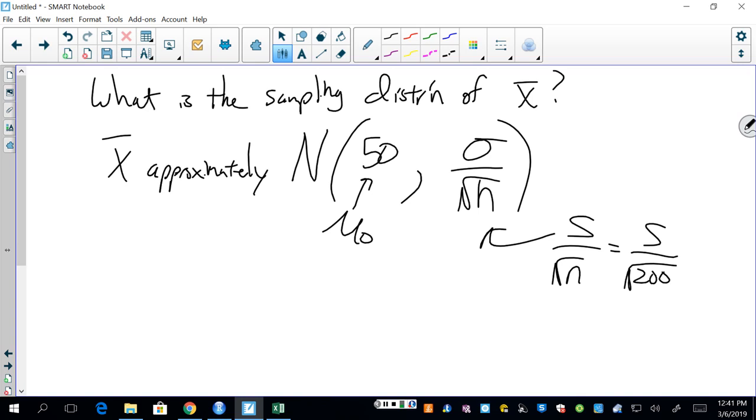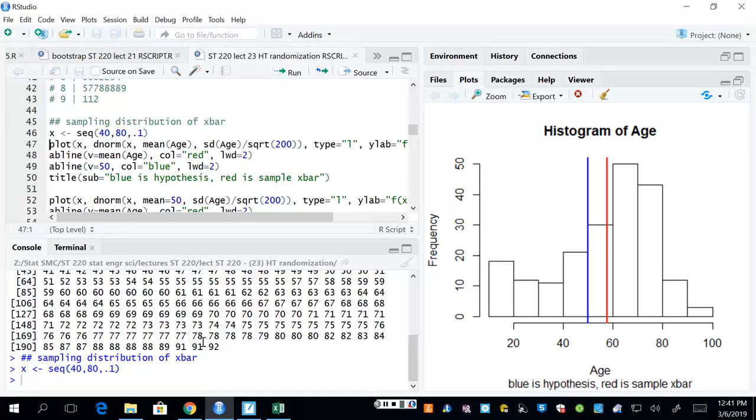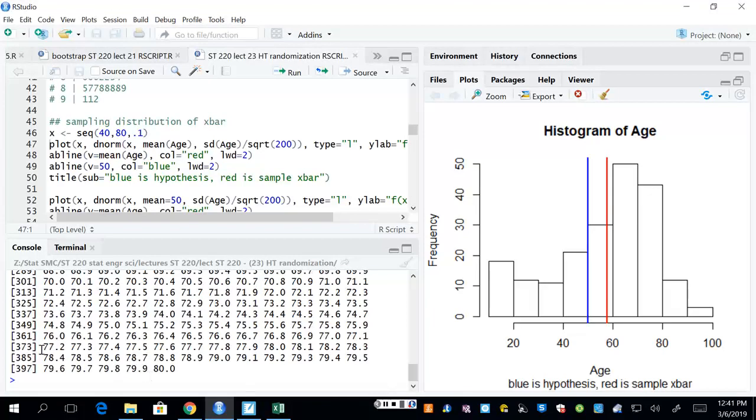So we can draw a curve that represents that sampling distribution. What does that look like? We can draw a little histogram that shows where the likely values of X bar would be if the null hypothesis is true. So I'm going to set up some x values. My ages go 16 to 91, that's pretty wide, but X bar isn't going to be at 20 or at 90. It's going to be closer to the middle. So I'm going to set up a sequence of values going from 40 to 80, by tenths, so somewhat dense.